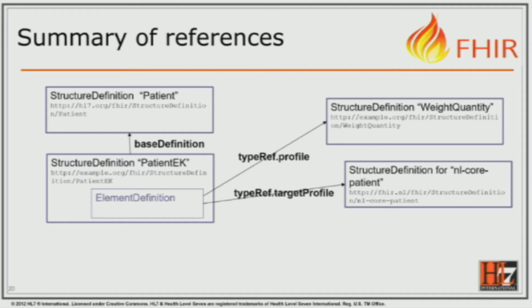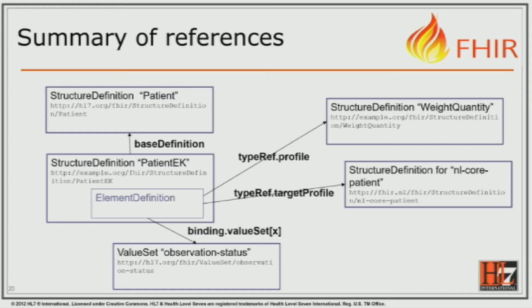profiles like weight quantity. So structure definitions that, for example, constrain identifier or quantity. And it can point to target profiles if I'm constraining a reference and I want to say something about the reference. And finally, element definitions have an element called binding.valueSet that points to another conformance resource that's a value set. That's a summary of all the references of how you compose a structure definition from other structure definitions. And all of these use this canonical URL.